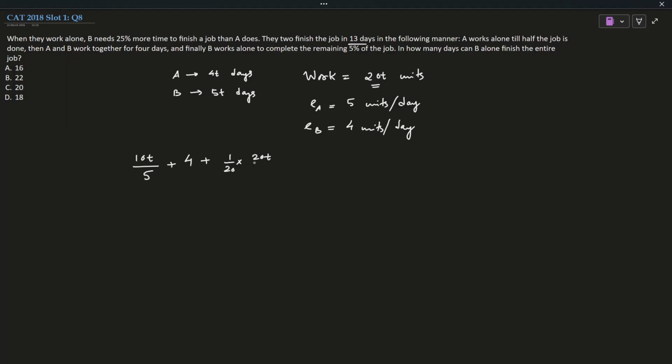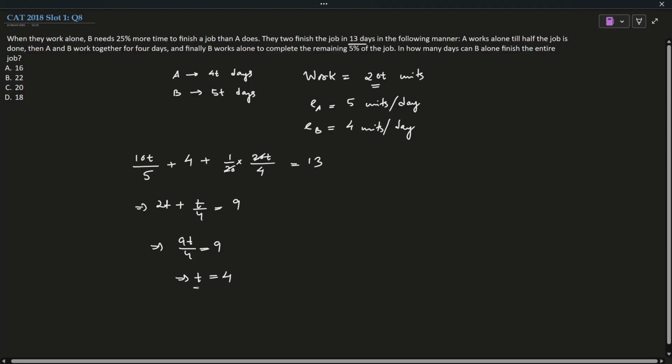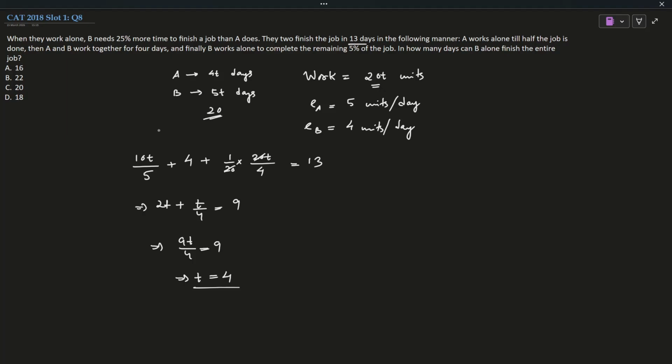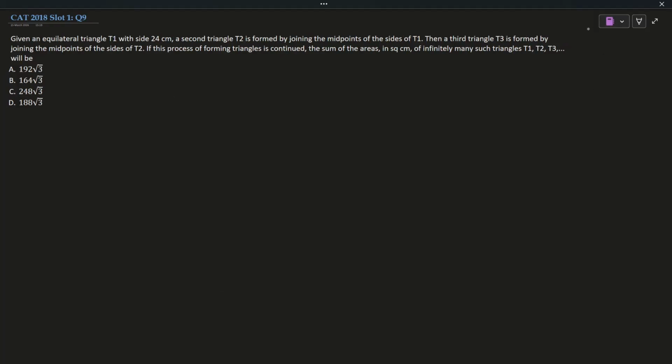In how many days will it be done, dividing by the efficiency of B, which is 4? This is basically 30. The 20 and 20 get cancelled. So 2T plus T by 4 gives me 9. 9T by 4 is equal to 9. T is equal to 4. In how many days can B alone finish the entire job? So T equal to 4, so 5 into 4 is 20. 20 days, option C. Another easy question. Let's move on to the next question.